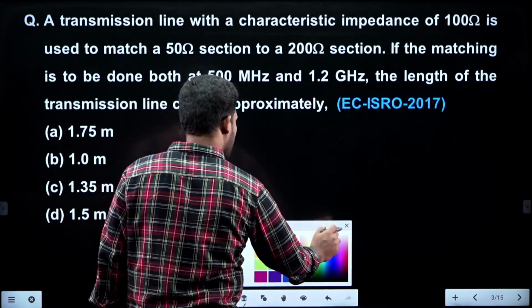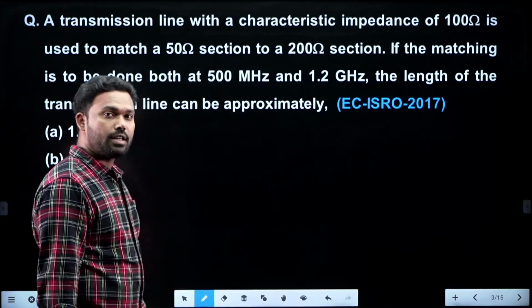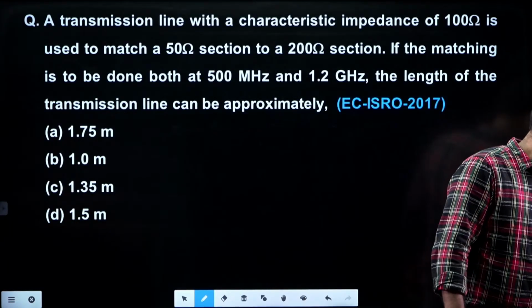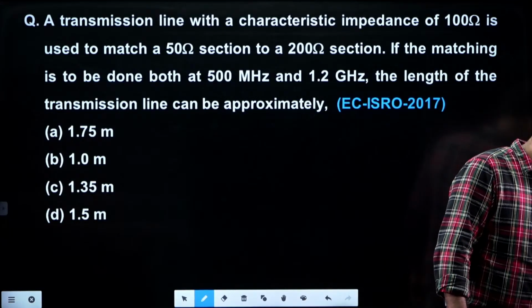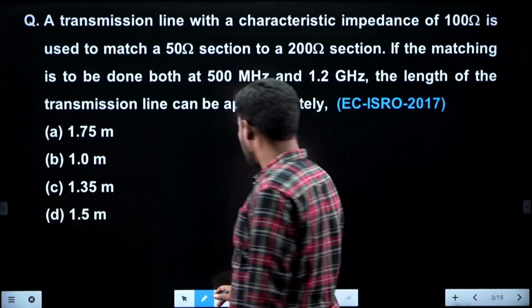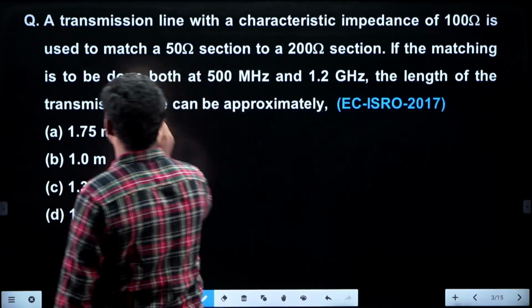See, here is a question. As I said earlier, the more questions are on applied topics. Okay, here is a question. This question is on the transmission lines.